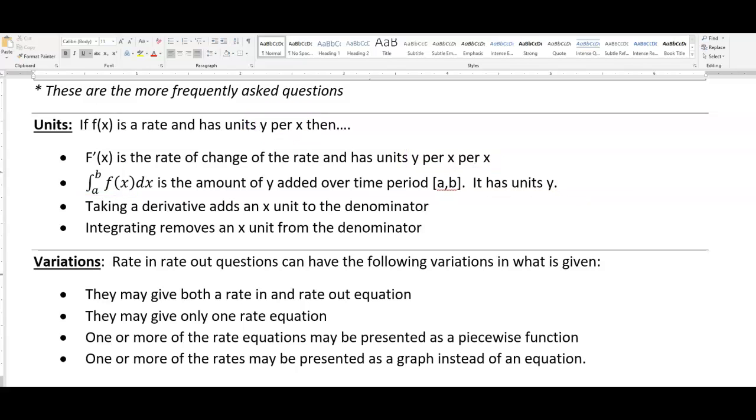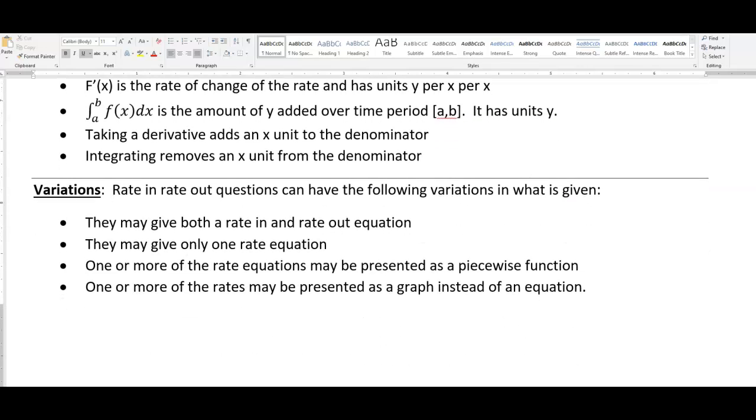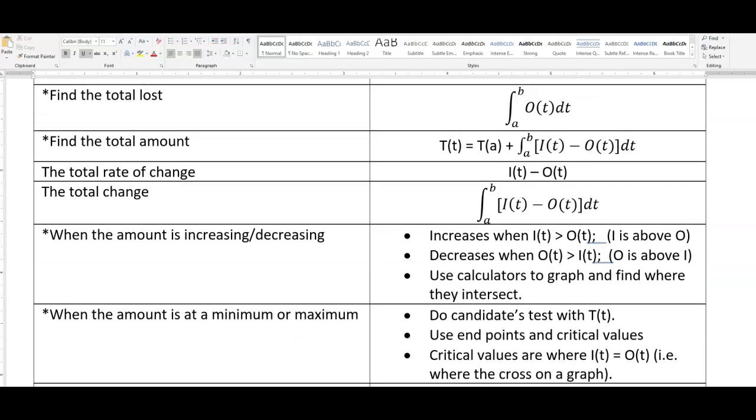Some variations that could happen with these types of questions is they may give you both a rate in and a rate out question. They may only give you a rate in or a rate out. Sometimes they're presented as piecewise functions, not just regular functions. For those ones, you've got to be careful with the intervals they're giving you and make sure that you're using the correct pieces at the correct times. Sometimes they could represent the rate in and rate outs with graphs. So those are some of the variations, but your basic formulas and processes are here.